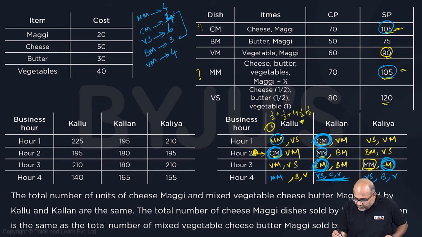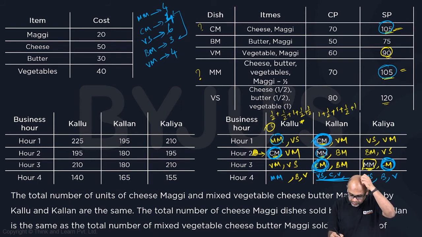Similarly, if you look at Kalyan, cheese Maggie is 1 unit plus VM has no cheese in it. Has half unit of cheese. Butter Maggie does not have cheese. Then cheese Maggie will have 1 unit of cheese. Butter Maggie no cheese. VS will have half a unit of cheese. And then one more. 1, 2, 3, 4 units. So Kalyan has got 4 units of cheese.